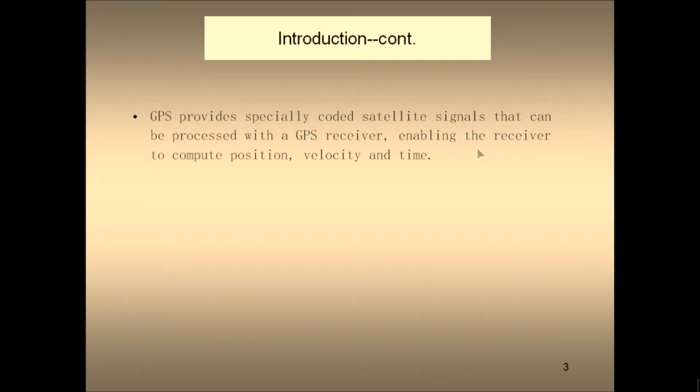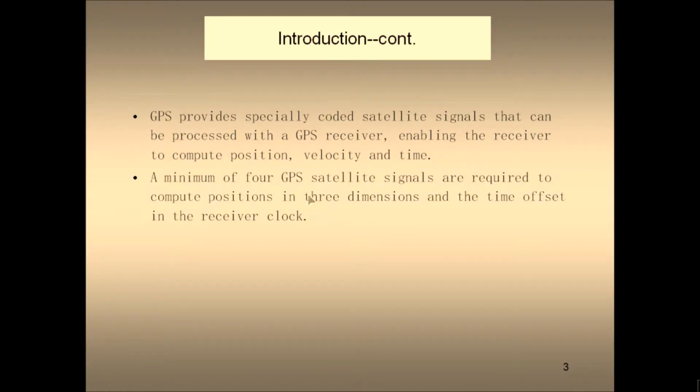coded satellite signals that can be processed with a GPS receiver, enabling the receiver to compute position, velocity and time. A minimum of 4 GPS satellite signals are required to compute positions in 3 dimensions and the time offset in the receiver clock. Accuracy and precision of data increase with more satellites.